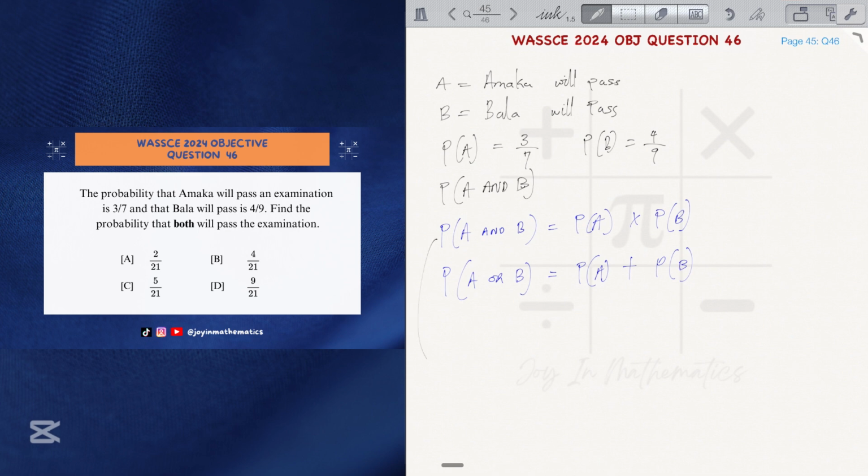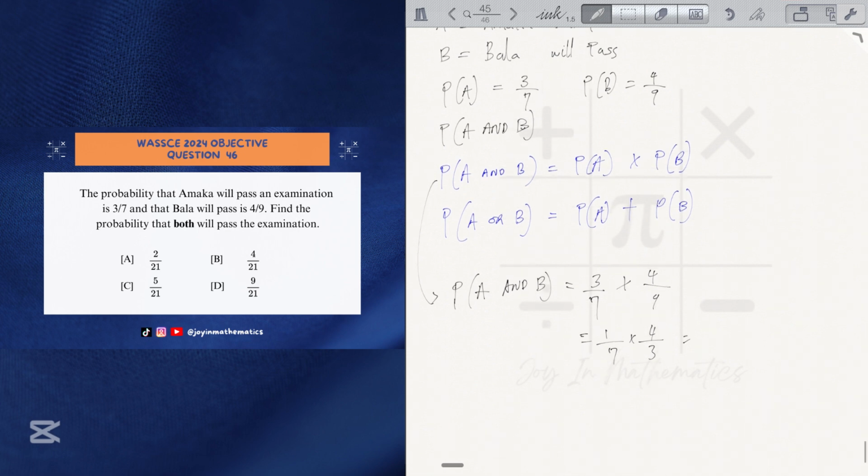So applying that formula, the probability of both Amaka and Bala passing the examination will be the probability of A, which is 3/7, multiplied by the probability of B, which is 4/9. Simplifying further, this results in 1/7 multiplied by 4/3, and this will be equal to 4/21, which is equivalent to option B.